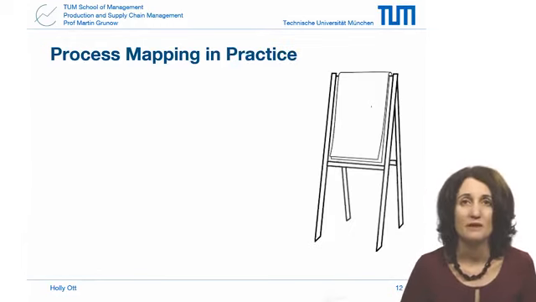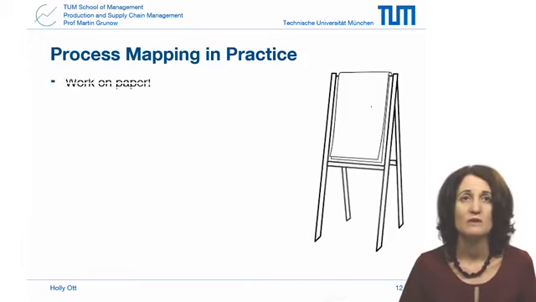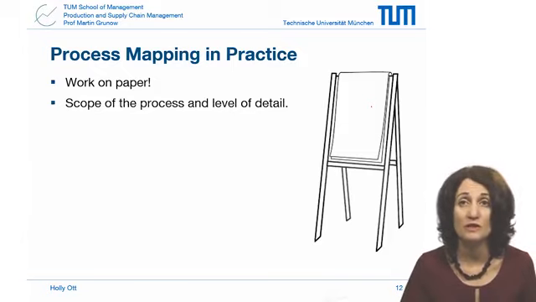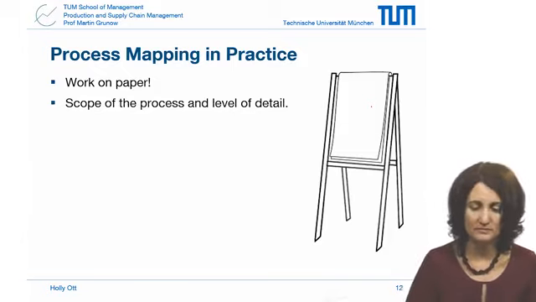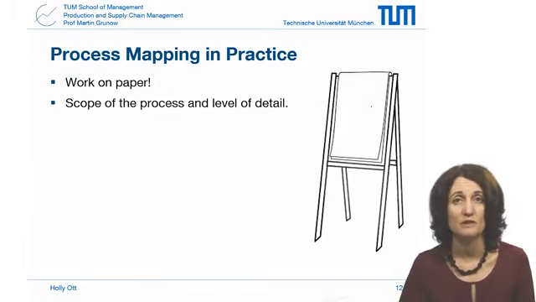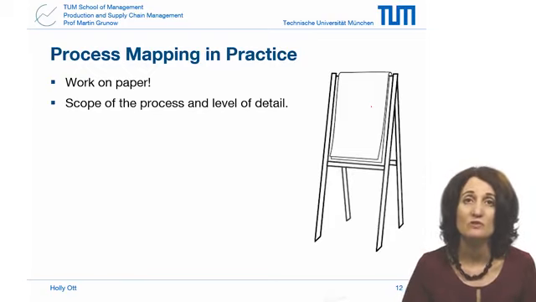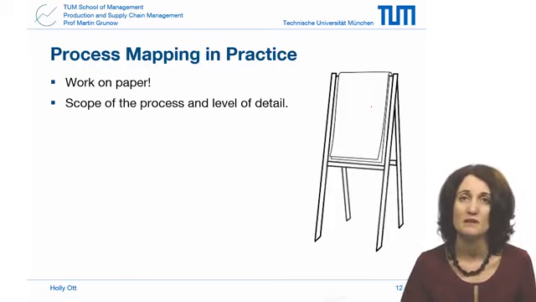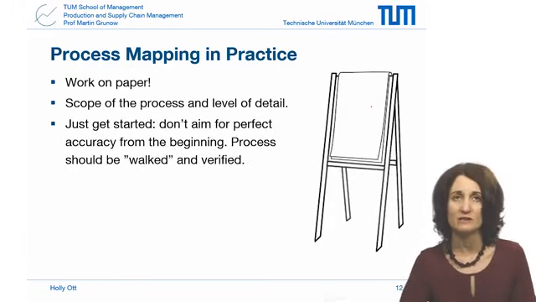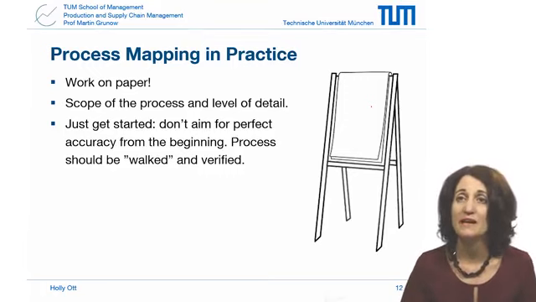If we look at process mapping in practice, we would suggest that it's initially done on paper, on flip charts or whiteboards. Process mapping involves choosing the scope of the project, defining process boundaries, and the level of detail, and even the level of formality of the process map. And one way of doing it is to start with the boundaries and then build inwards. And another practical point is to just get started. Don't wait for perfect accuracy from the beginning. Leave extra space in your diagram for additions, revisions, and more detail.